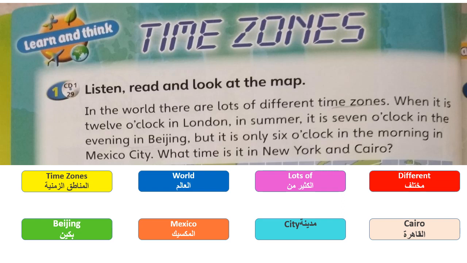Again, let's read again. In the world, there are lots of different time zones. When it is 12 o'clock in London in summer, it is 7 o'clock in the evening in Beijing. But it is only 6 o'clock in the morning in Mexico City. What time is it in New York and Cairo?